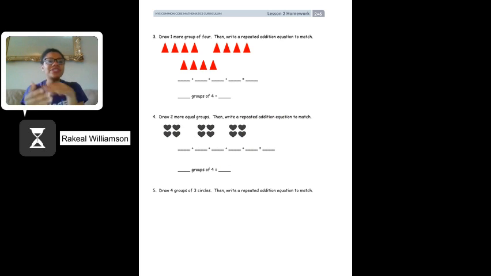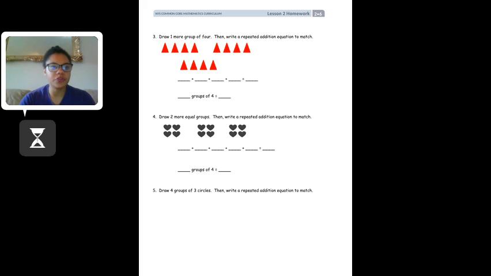Okay, boys and girls, now it's time for us to finish our last problem of the day on our homework, number 5. It says, draw 4 groups of 3 circles. So I know I'm going to be drawing 4 different groups that have 3 circles in them. So I'm going to draw a box around it, okay? And then it says, write a repeated addition equation to match.